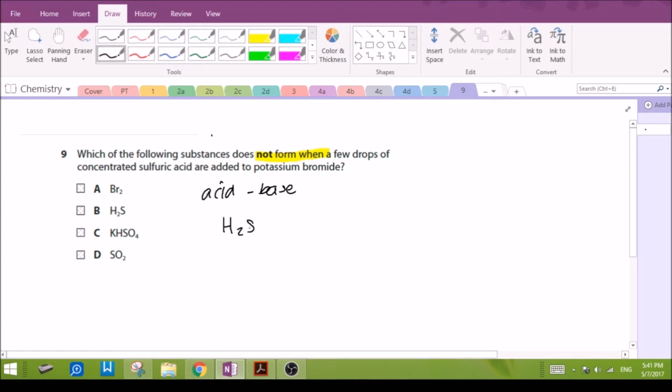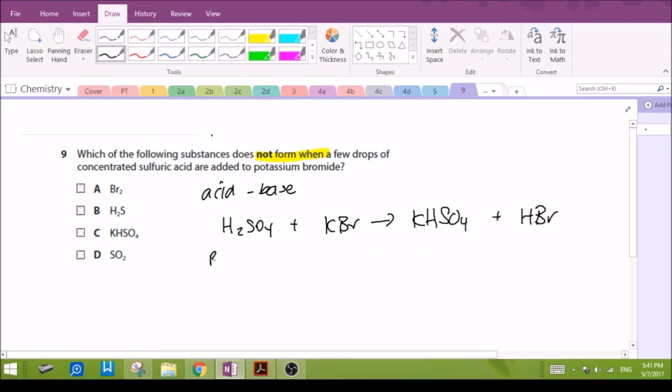So sulfuric acid reacts with potassium bromide, and H2SO4 will be acting as an acid, right? It will be a proton donor. It donates a proton to the bromine. So this is an acid-base reaction. So these are the two products that we get.